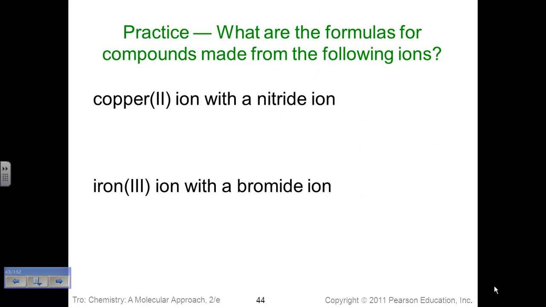What would the formulas for the following compounds look like? If a copper 2 hooked to a nitride, an iron 3 hooked to a bromide. Please pause the video. Try these out. Don't cheat yourself out of practice. It really pays off. Start up again when you're ready to check your answer.